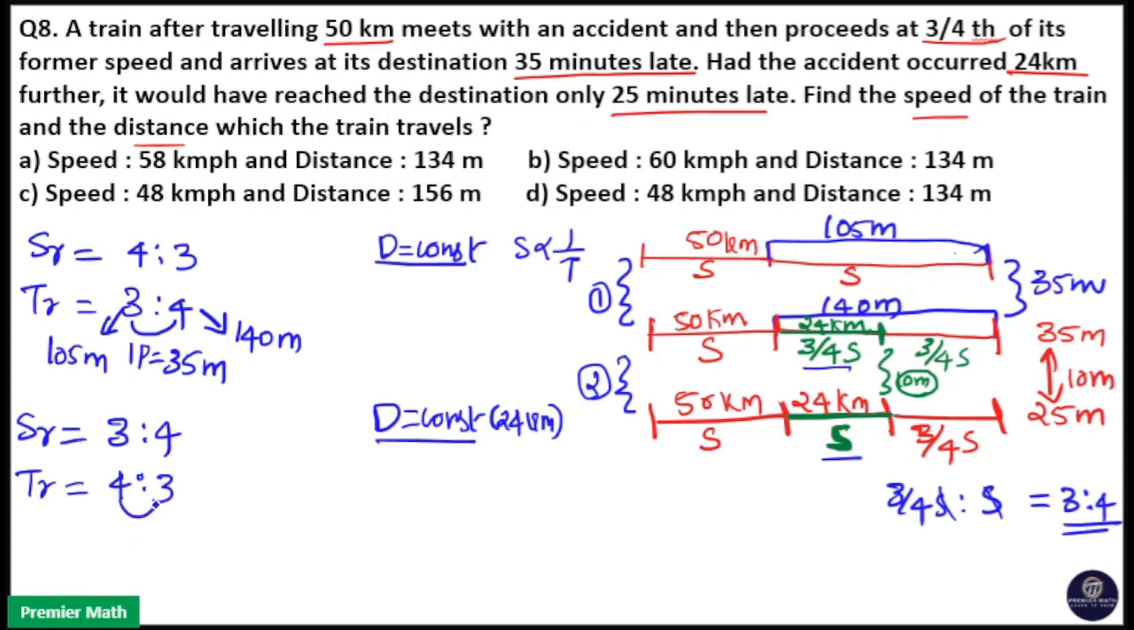Here the difference in the time ratio is 1 part, but in the actual, the difference in time is equal to 10 minutes. So 10 minutes is the actual time difference. So 1 part is 10 minutes, which means 4 parts is equal to 40 minutes and 3 parts is equal to 30 minutes.